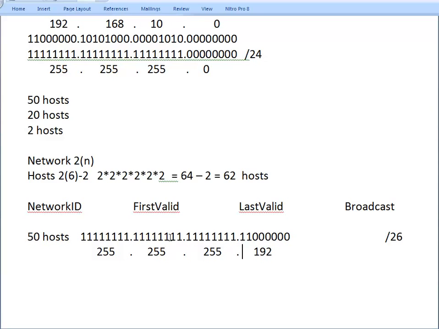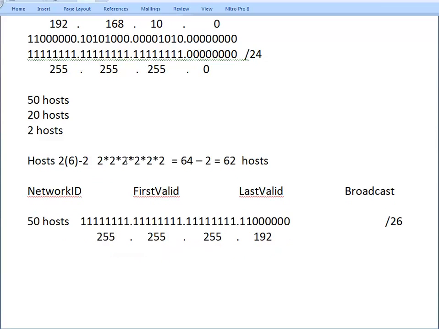And 192. The reason it's 192 is because 128 plus 64 is 192, the subnet mask. Okay, now this is giving us two networks, because we have two ones. So 2 times 2 equals 4. But we are not worried too much about the networks at the moment.